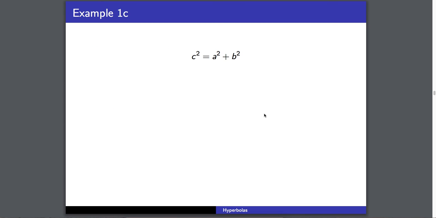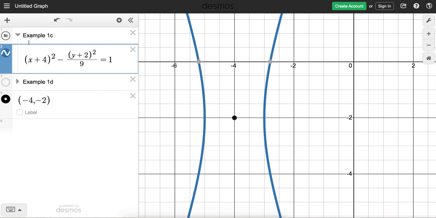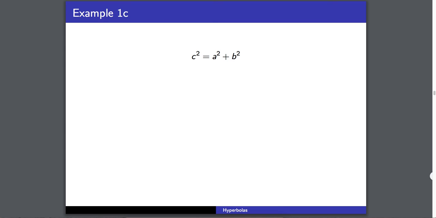Now, for c squared, our denominators were, again, 1 and 9. So 1 plus 9 is 10. Take the square root of 10, and you can't simplify it. It's plus or minus the square root of 10. So we're going to add and subtract the square root of 10 to the x-coordinate of our center. So our focal points, our foci, are at (-4 ± √10, -2).